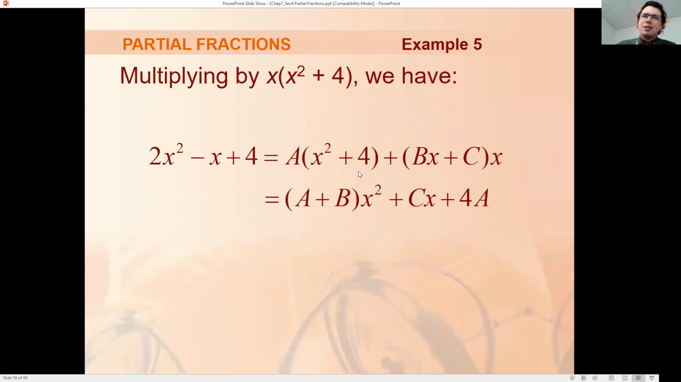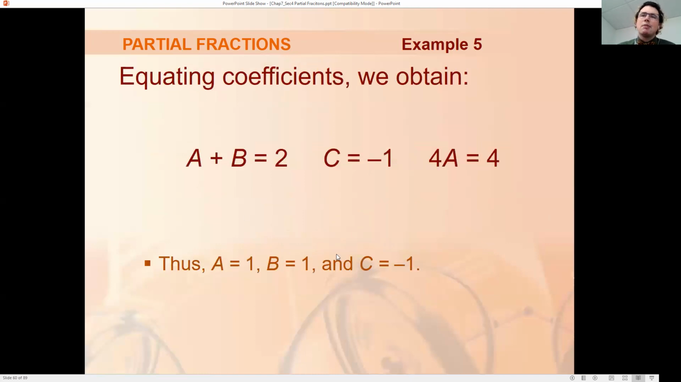And my constant term here, my only constant is this 4 times a. So if that has to be equal to the constant on the left side, then a must be 1. I guess that means that b also has to be 1. So that's exactly what we're working out here. a plus b has to be 2, c has to be minus 1, 4 times a has to be 4. So the solution is, these are my coefficients. a is 1, b is 1, c is negative 1.